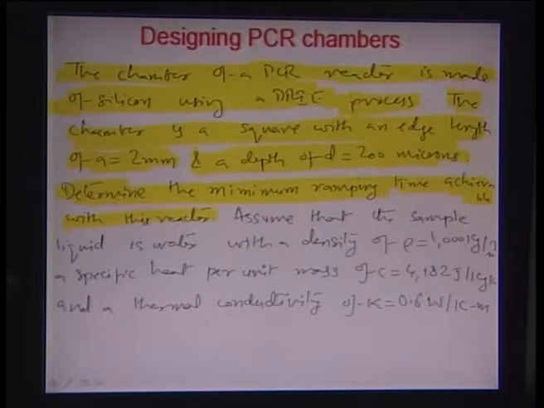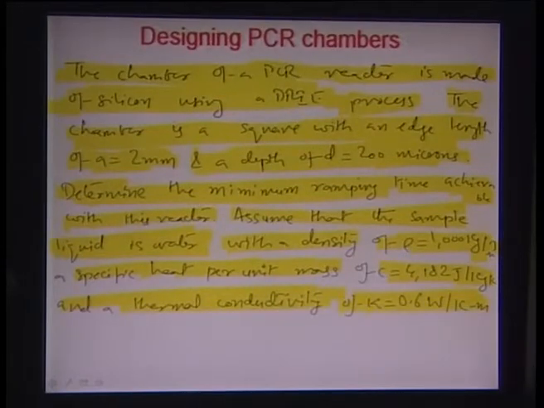So, in this example you have to determine the minimum ramping time which is achievable with this particular reactor design, and you have to assume that the sample liquid is water. Most of the PCR fluid is an aqueous based fluid with a little bit of ionic content here and there. So, the density is around 1000 kg per meter cube, as is normally the case with water. The specific heat per unit mass is 4182 joules per kg Kelvin, and the thermal conductivity is K equal to 0.6 watts per Kelvin meter. And so, you have to design this in a manner that you can determine the minimum ramping time which is achievable by this system.